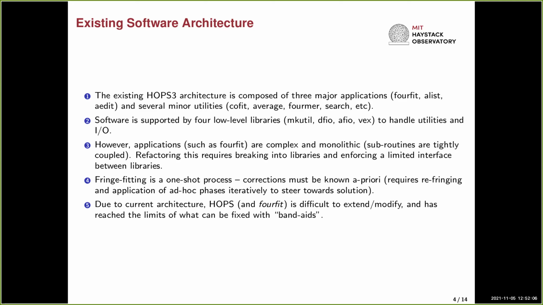So part of the drawbacks in the existing software architecture is that the fringe fitting is really a one-shot process. The corrections you want to make to the data need to be known a priori, and if you don't know them, you have to go through this iterative process of refringing the data, applying corrections, and trying to steer it towards the fringe solution. And just because of the way it's evolved over the years, extending this is becoming more and more difficult as time goes on. We've really reached the limit of what we can do with Band-Aids, being small changes in the code and additional control file features that have been added over the years. So these things are starting to become a little impractical.